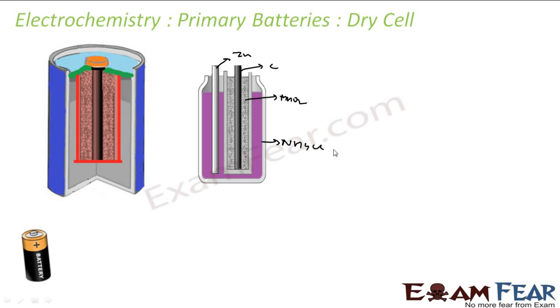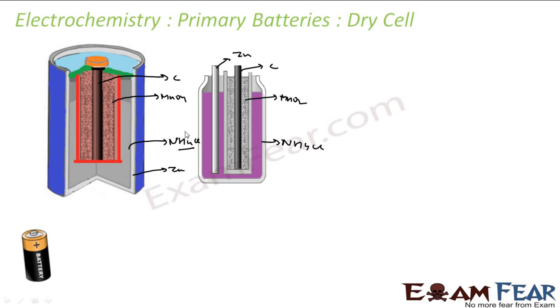Correct? Same thing: this MnO2 here we have, this carbon will be here, right? The whole body will be of zinc, and we will have NH4Cl. The gray one here is NH4Cl. So we have the same components, but the setup is a little different.